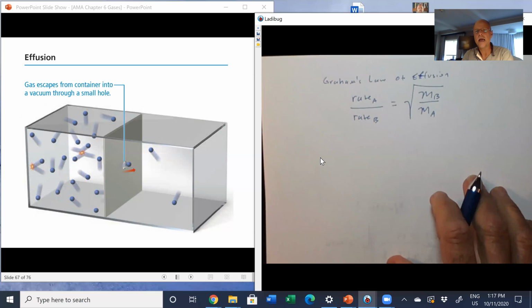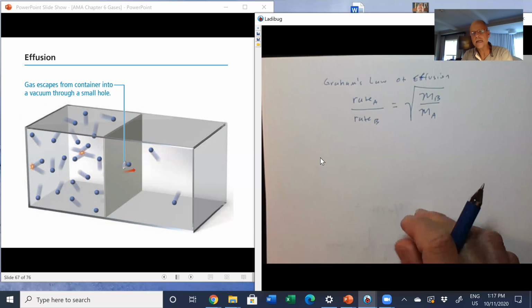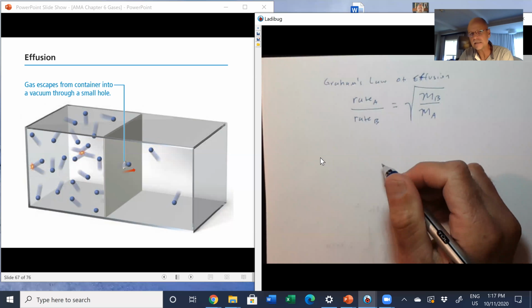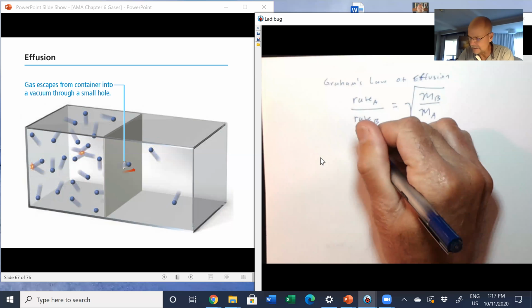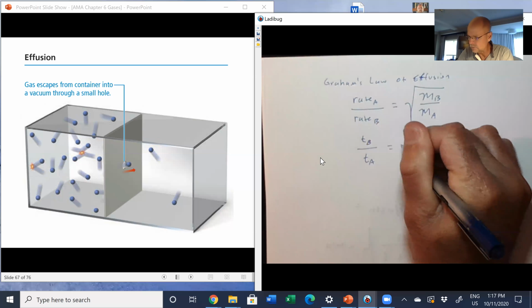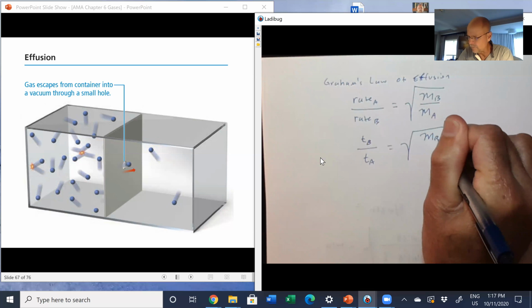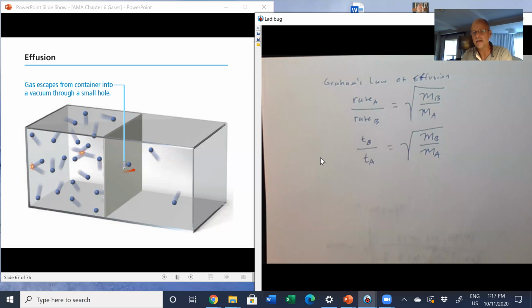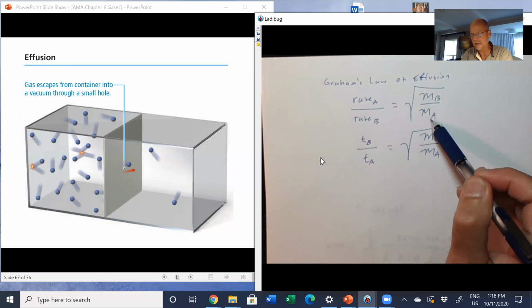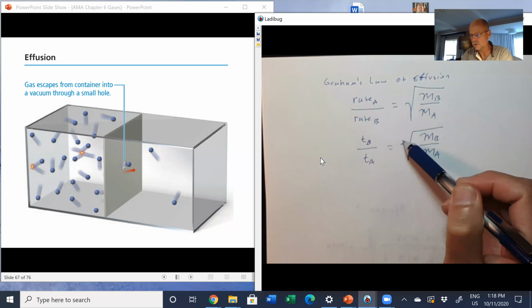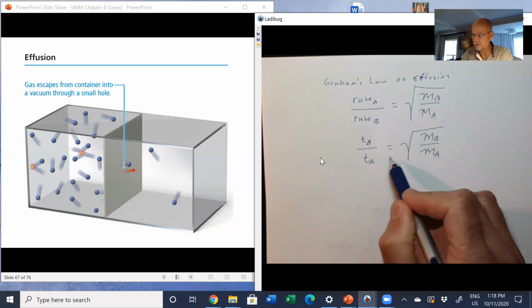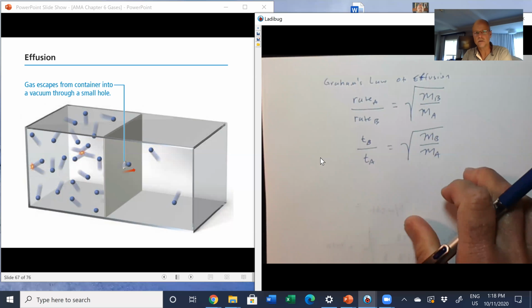All right? And I want you to note that rate and time are inversely proportional. So if I were to write this for the time it takes for a gas to diffuse, I'd write it as T_B over T_A is equal to the square root of the molar mass of B over the molar mass of A. In other words, the rate is proportional to 1 over the square root of the molar mass of the gas, but the time is just proportional to the square root of the molar mass of the gas. Okay? So if you're dealing with times, you use this equation. If you're dealing with rates, use that equation. All right?